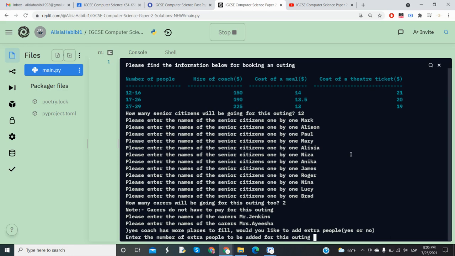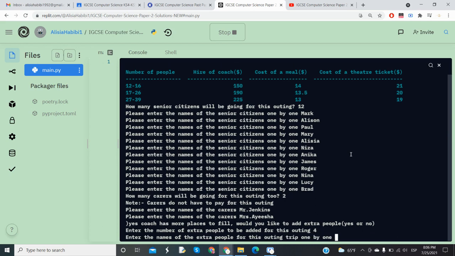It says yes. Because it asked me, would you like to add extra people? I said yes. So it says, how many extra people would you like to have? Well, since I have 12 people and this coach has a maximum capacity of 16 people, I guess I have 4 extra people I can add. So I'm going to add 4 extra people. And now it asks me to enter the names of these extra people.